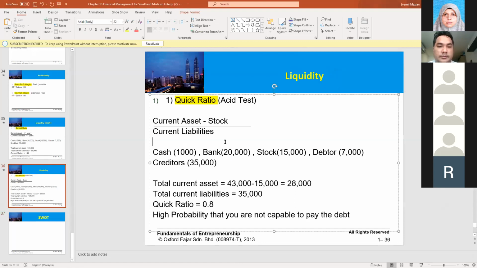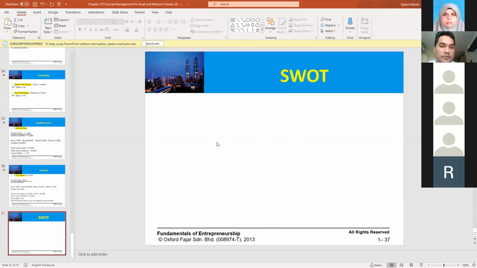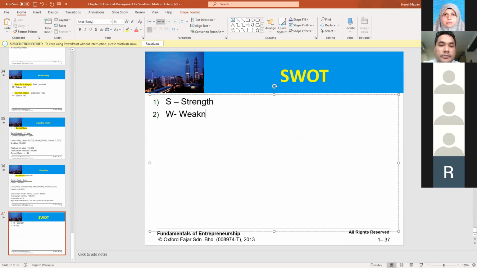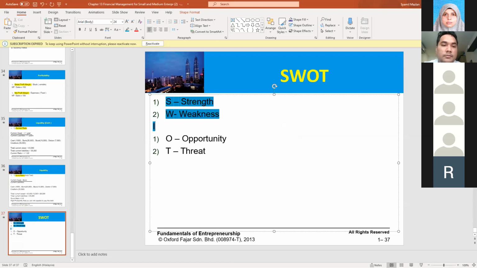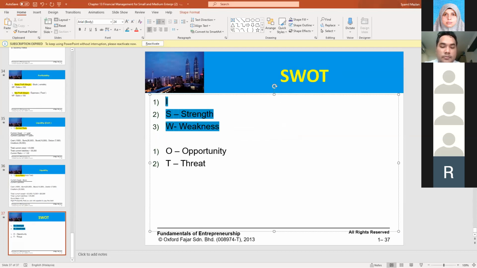SWOT is, S stands for strength, W stands for weakness, O is opportunity, and then T is threat. Okay, both strength and weakness are something that we call internal. Opportunity is something that we call external factors.